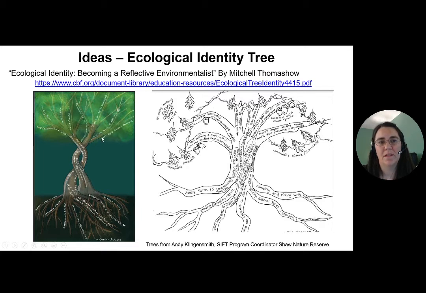So here's some examples here. If you click on this link, or write out this link into a browser, you can see some more information about how you might put together an ecological identity tree if you're interested in doing that.